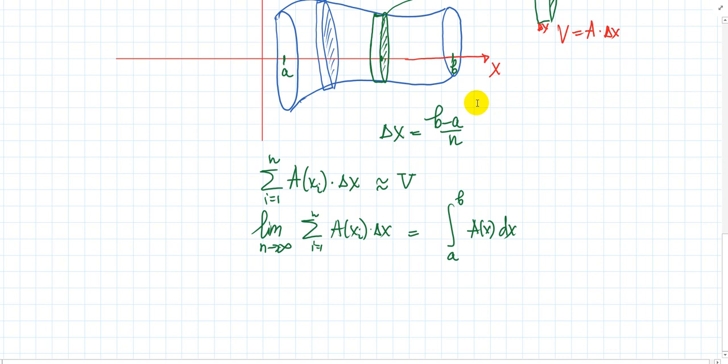Exact volume, sorry. When you take the limit and integrate this, it gives you the exact volume. It is not approximate anymore. This will be the theoretical exact volume.